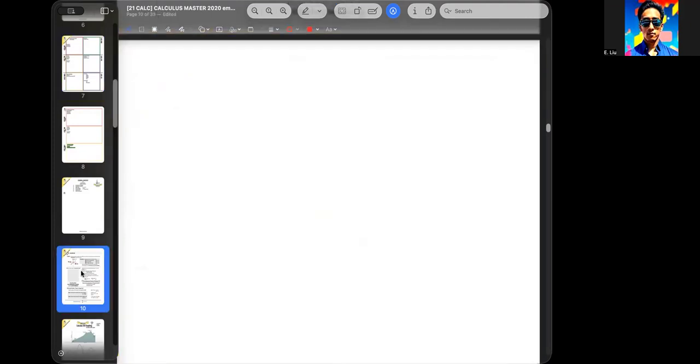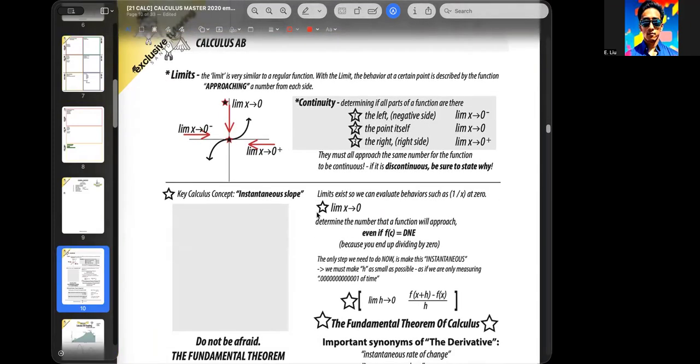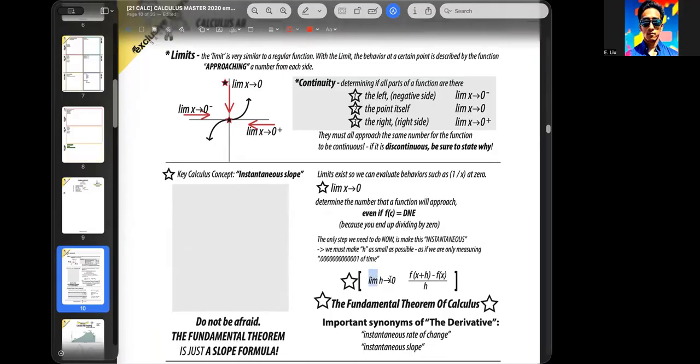That ultimately is just your equation. This may look a little bit different depending on your teacher, depending on the book you use. Sometimes they use delta x, but it's the limit as h approaches 0 of this slope function, where you have f of x plus h minus f of x, all over h, right? Limiting h to 0.